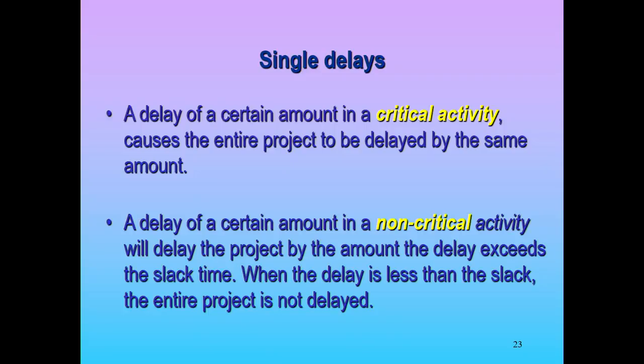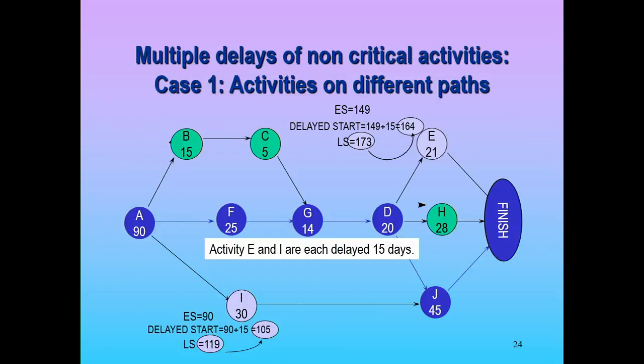A delay of a certain amount in a non-critical activity will delay the project only if the amount of delay exceeds the slack. So, for example, let's say activity C, I can't remember what it had, but say it had 5 days of slack, and I delay it 3 days. What do you think happens to the project? Overall, nothing. We absorb it. But if I have 5 days of slack and I delay that activity 6 days, what do you think happens to the project? 1 day, right? We can absorb 5 of those days, but not the extra one, and it gets compounded on.